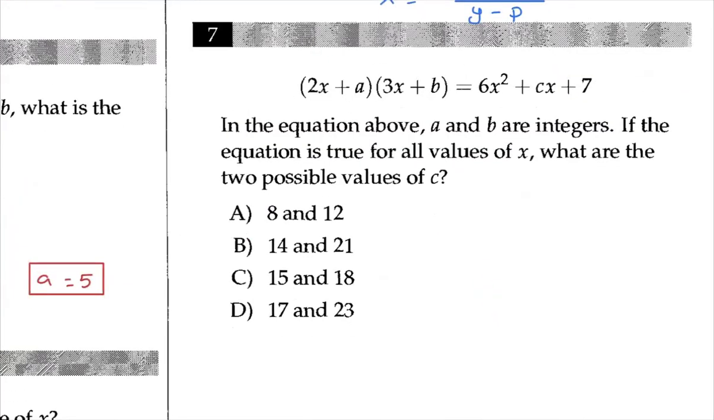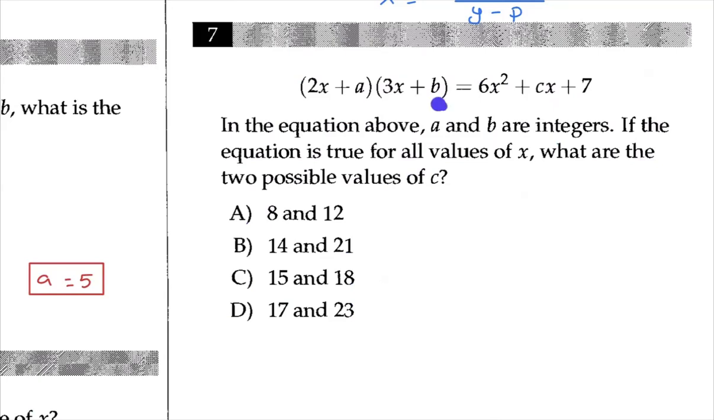Question number 7, 2x plus a times 3x plus b equals 6x squared plus cx plus 7. In the equation above, a and b are integers. What does it mean by integers? Integers means whole numbers. Can be positive or negative, but at the end, it's an integer. If the equation is true for all values of x, what are the two possible values of c?